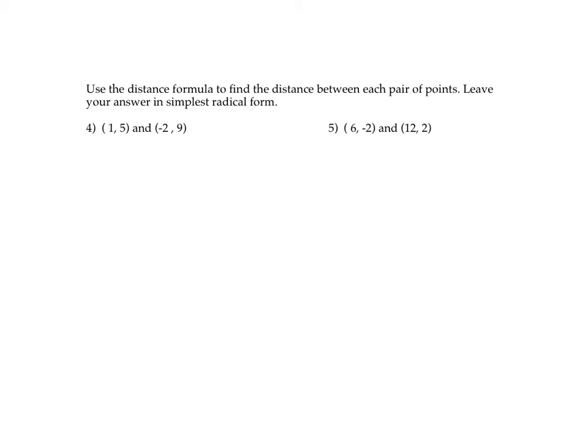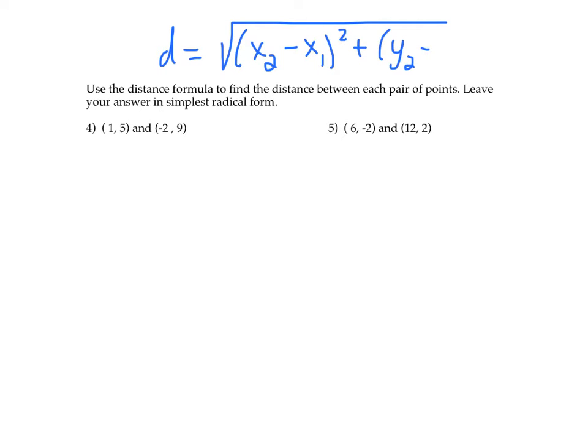Okay, in 4 and 5 it says use the distance formula to find the distance between each pair of points. Leave your answer in simplest radical form. So first let's write the distance formula at the top here. D equals the square root of x2 minus x1 quantity squared plus y2 minus y1 quantity squared.